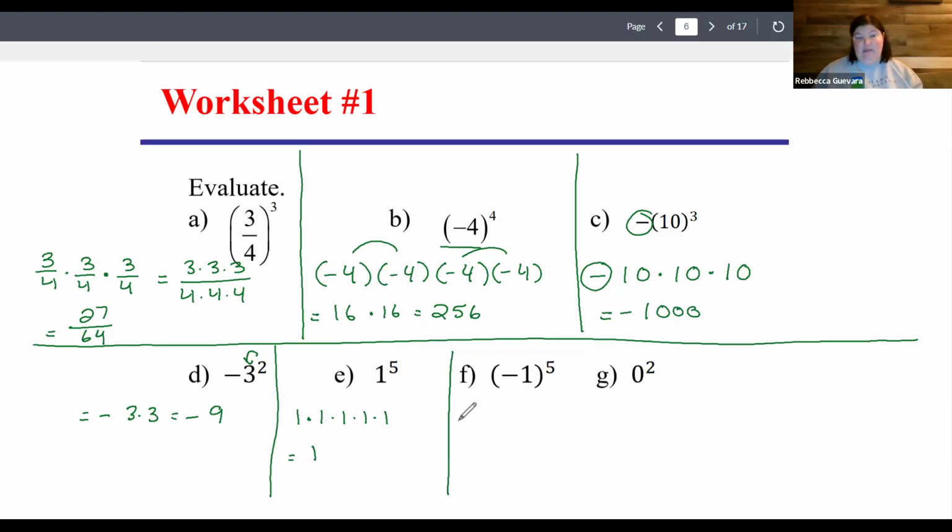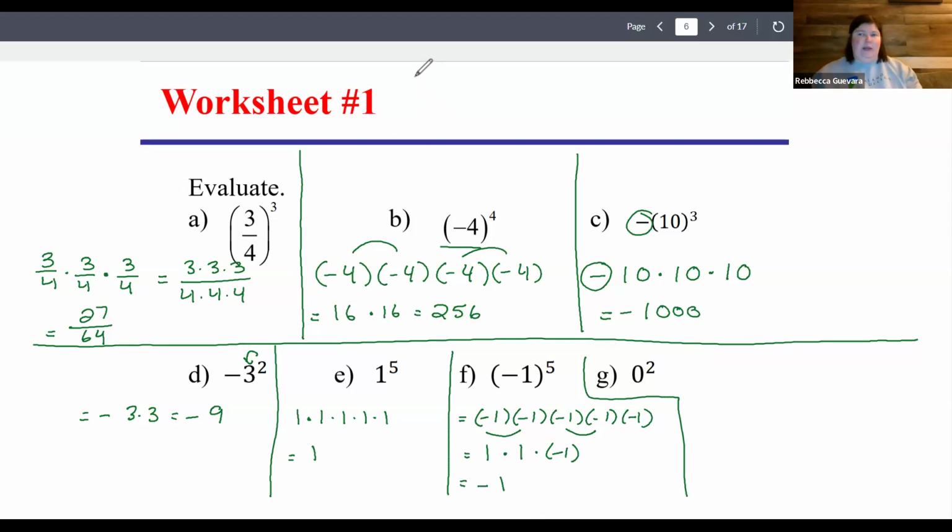Here we have that negative again. So remember, with parentheses, the negative is duplicated this time. So we have negative 1 times negative 1 times negative 1 times negative 1 times negative 1. If we multiply these together, a negative and a negative become a positive. So these two become positive 1, the next two negative 1s become another positive 1, and then we keep that last negative 1. So we only have one negative here, and we get a negative 1.